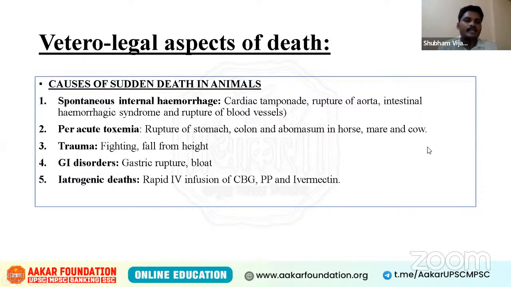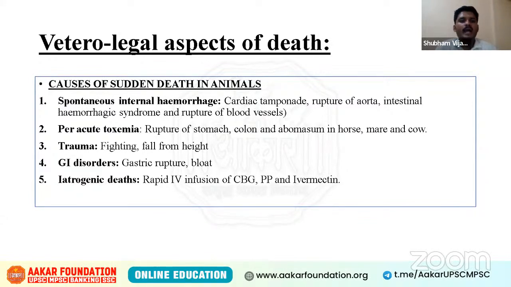So the next one is trauma. Trauma could be by fighting or by falling from a height. Then the next one is GI disorders, means gastrointestinal disorders. Either a rupture happened to any layer of the stomach or intestine, or chronic bloat. This bloat will induce pressure over the diaphragm, and sometimes diaphragmatic hernia may happen. Sometimes irregular breathing, dyspnea, will be there, so that will also cause the death of the animal.